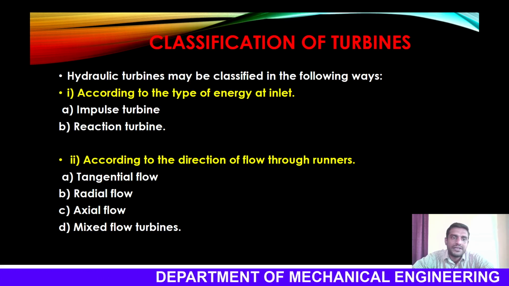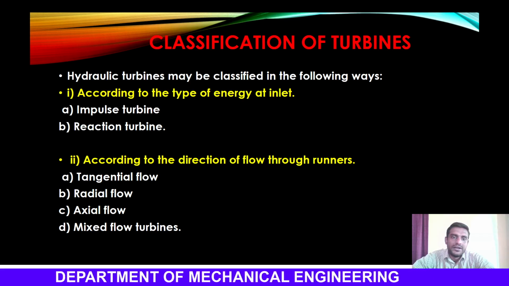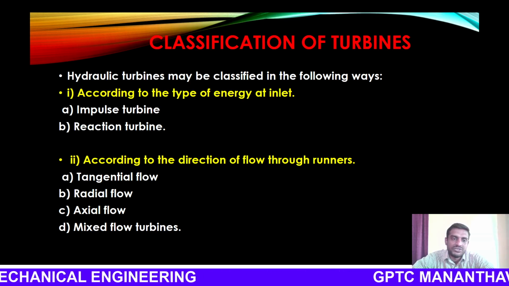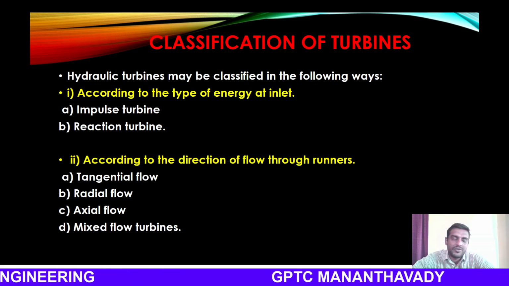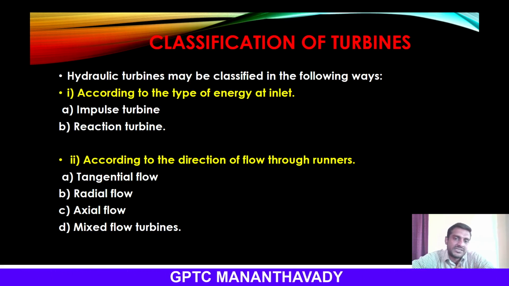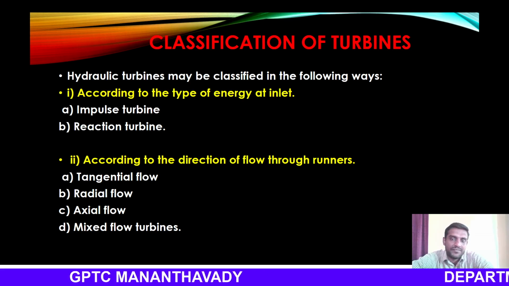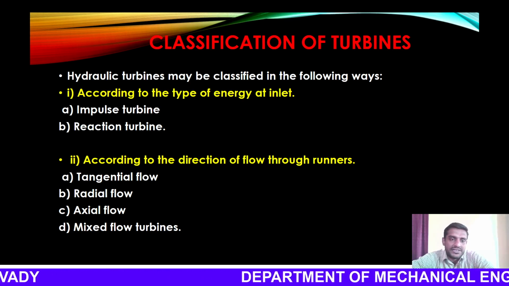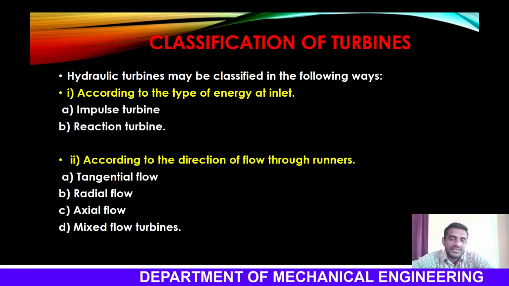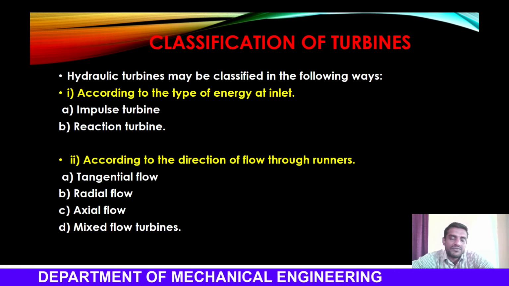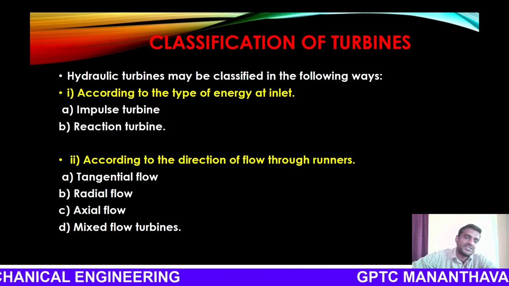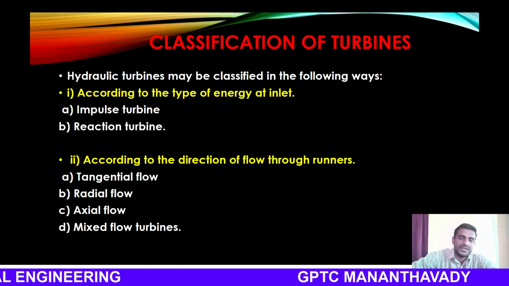Next one is the classification according to the direction of flow through the runners. First is tangential flow, where the jet of water strikes tangentially. Then radial flow, where the flow takes place along the radial direction. Next is axial flow, where the flow takes place along the axis of rotation, and then mixed flow, which is a combination.